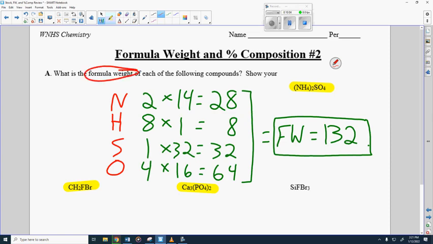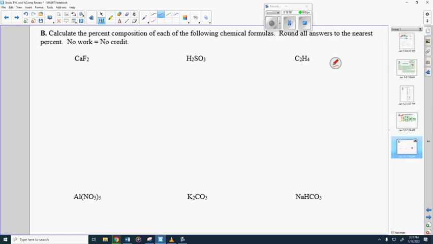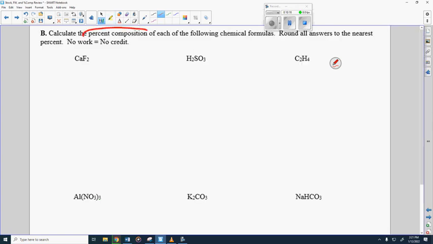You can stop right here. But sometimes I'll ask you a slightly different question. I'll ask you about the percent composition of each of the following elements, okay? So I want to know, hey, what percent of this formula is calcium, what percent is fluorine, that kind of thing. And so you're going to have to look at the individual contributions of each element percentage-wise.